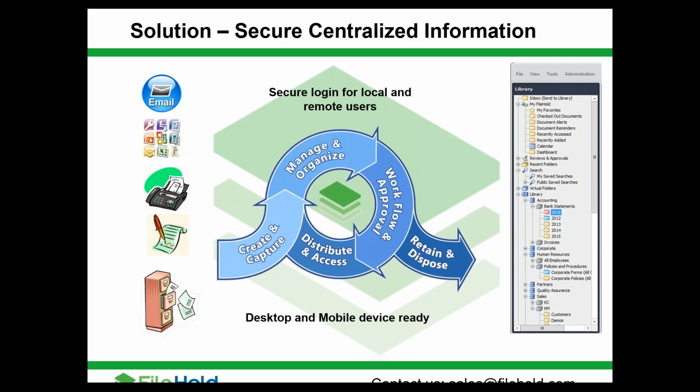FileHold software stores documents of all types from various sources electronically in a centralized repository that can be accessed from your desktop, web browser, or mobile device. Once documents are scanned or uploaded into our repository, the life cycle for each document can be stored, classified, and updated right through to the scheduled deletion or disposition.